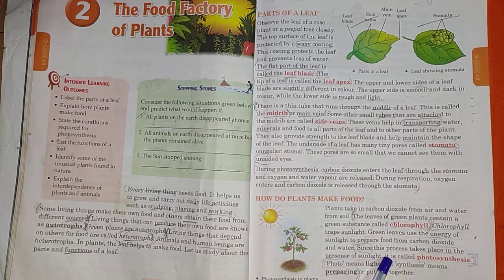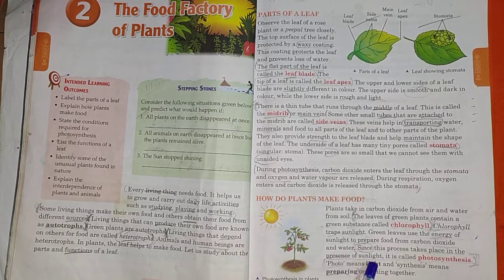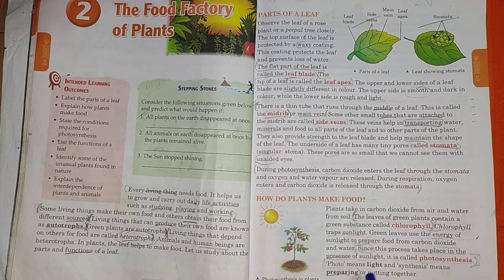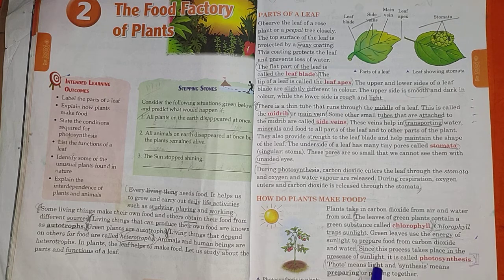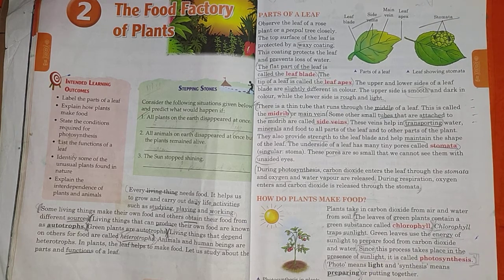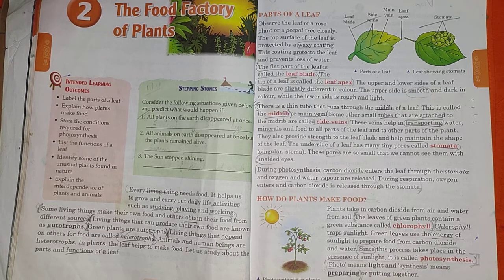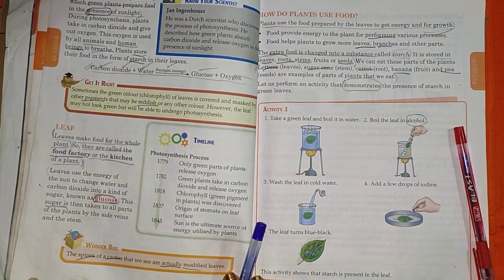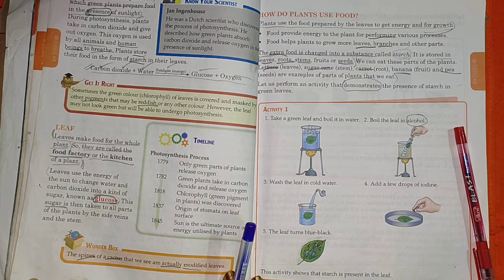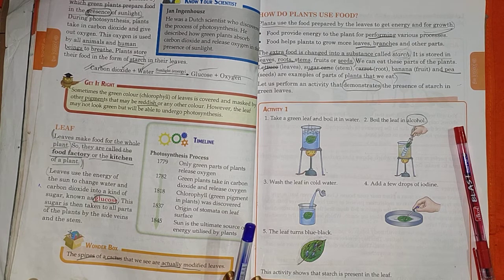Now, since this process takes place in the presence of sunlight, it is called photosynthesis, because photo means light and synthesis means putting together. They are putting carbon dioxide and water together to form the food of the plant. And what is the food of the plant? As you remember, I had already told you, the food of the plant is glucose. And after the food is made, oxygen is liberated, which is given out through the stomata.